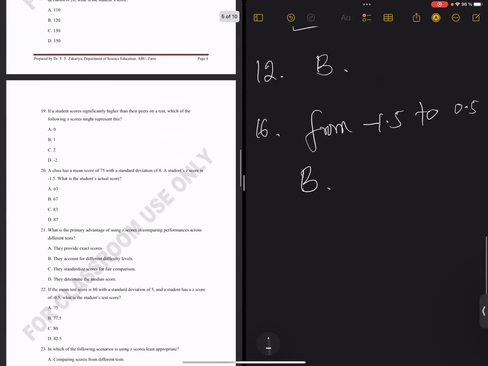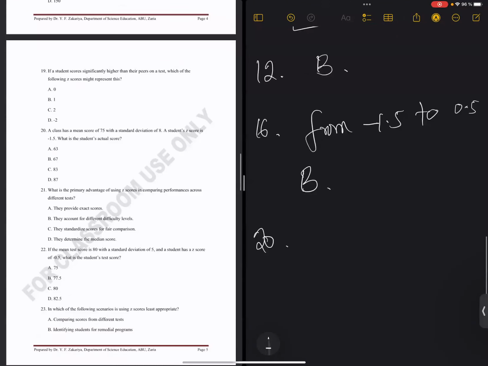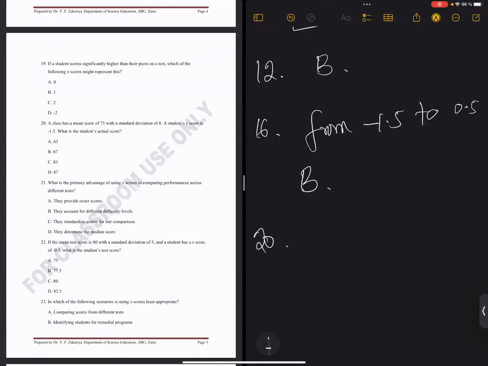That is problem number 20. It says, a class has a mean score of 75 with a standard deviation of 8. A student's z-score is -1.5. What is the student's actual score? This is like the question we solved before, that is problem number 8, but now with different numbers. Let us resolve the problem again.